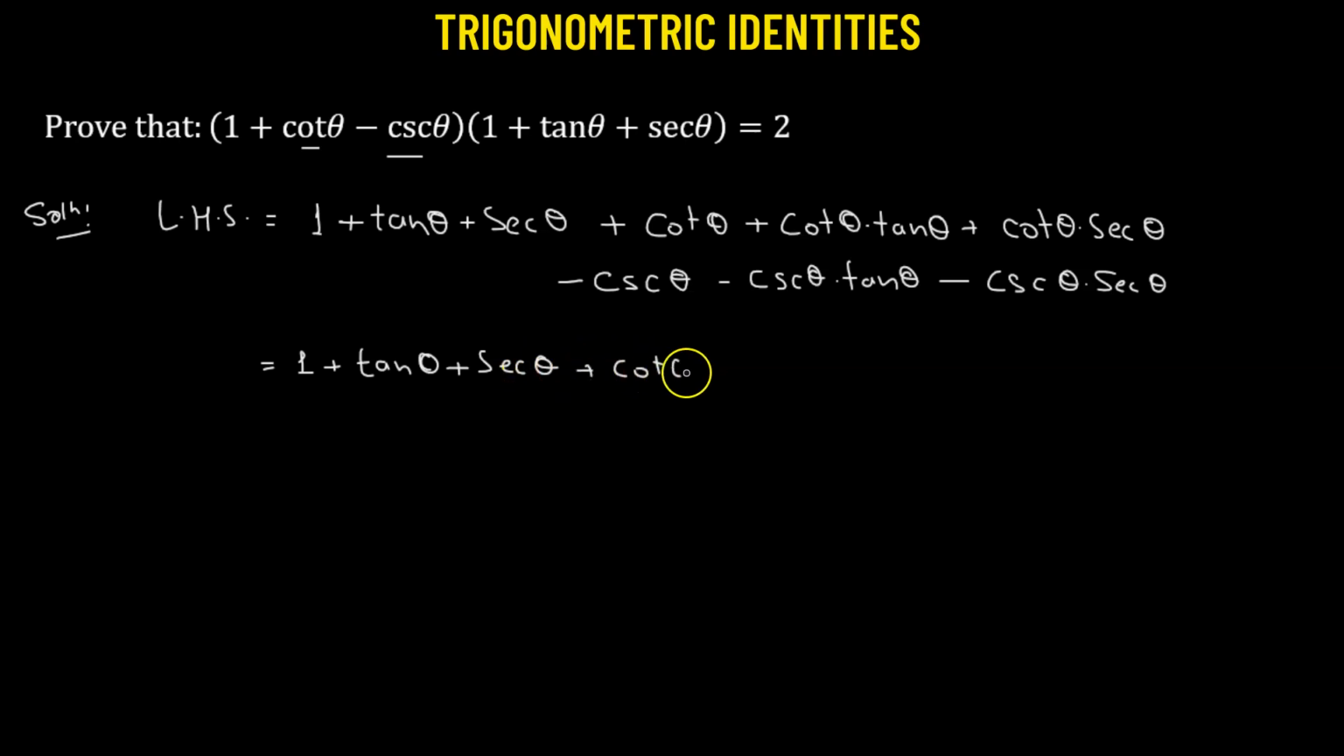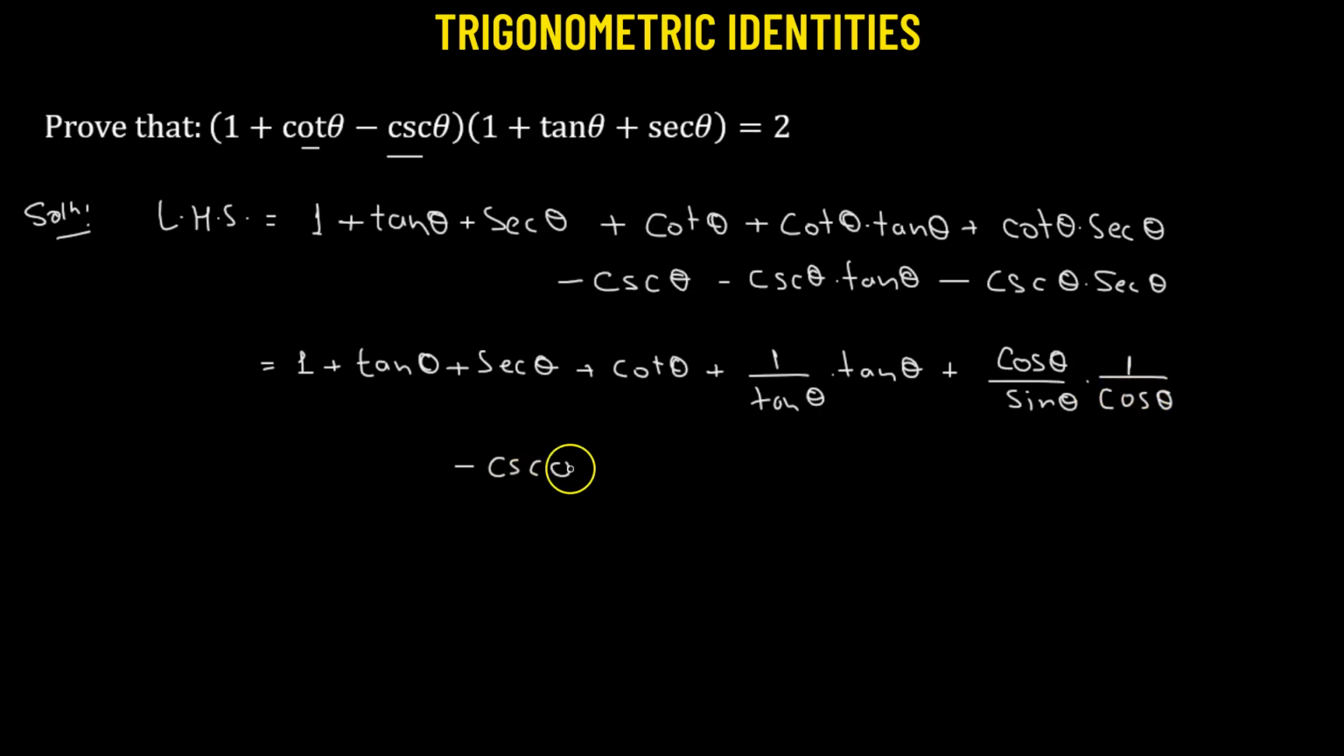now we know that cot θ is the reciprocal of the tangent function. So we have 1 over tan θ multiplied by tan θ, plus then we have cot θ. So cot θ is the ratio cosine over sine. So we have cos θ divided by sin θ, multiplied by sec θ, and sec θ is the reciprocal of the cosine function. So we have 1 over cos θ, minus csc θ, minus the csc θ times tan θ.